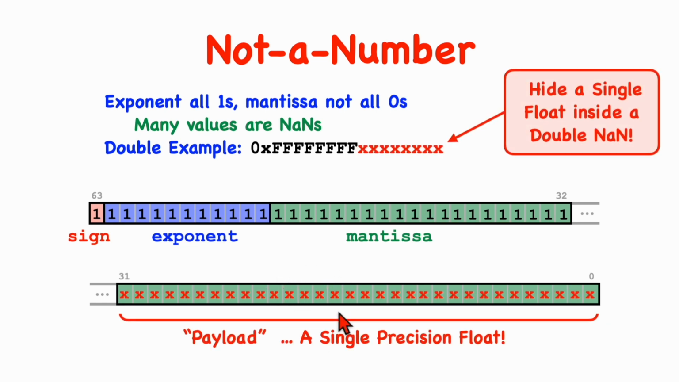And with the RISC-V processor, in fact, we're going to use those low order 32 bits, and what we're going to do is hide a single precision floating point value inside. That's called the payload, and we'll have a single precision floating point value there. So we can interpret this 64 bits as a double precision not a number value, or we can look only at the low order 32 bits and interpret it as a single precision floating point number.